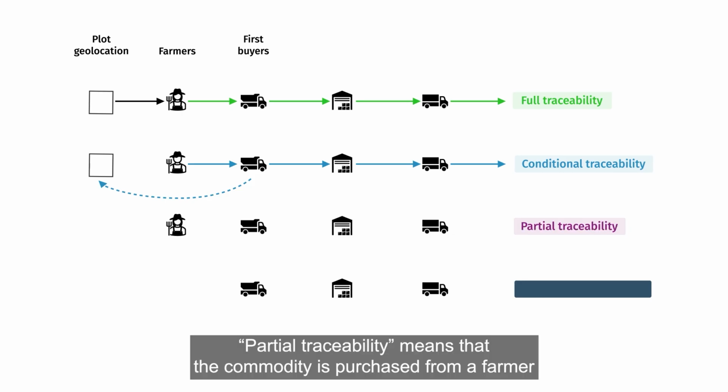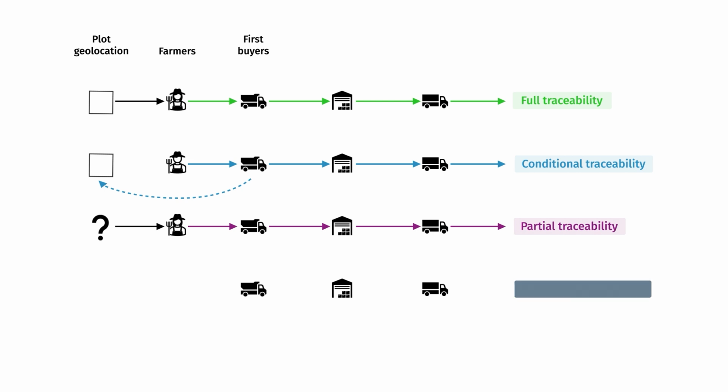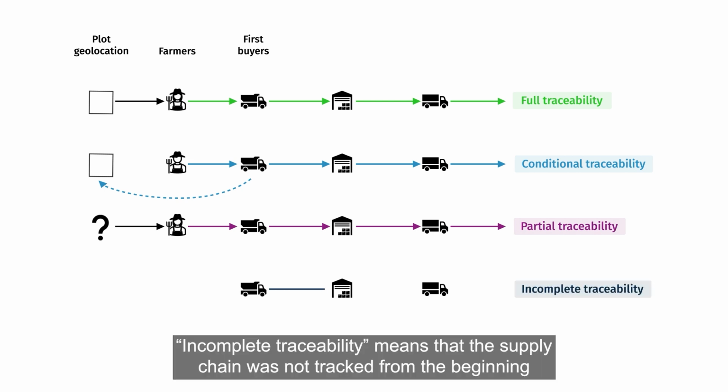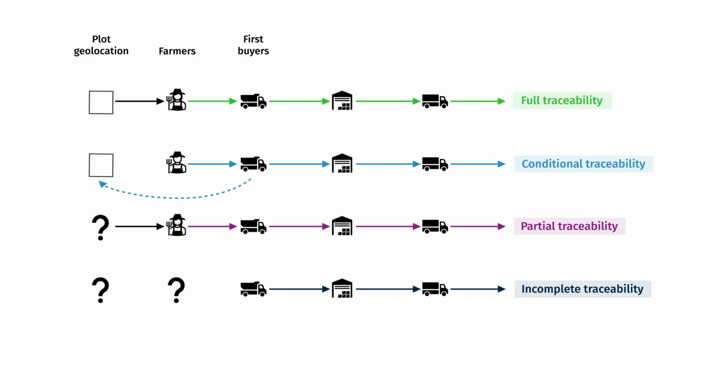Partial traceability means that the commodity is purchased from a farmer and the transaction is recorded, but geolocation data is missing. Incomplete traceability means that the supply chain was not tracked from the beginning, since the first transaction was not a purchase from a farmer and no farm location was provided.